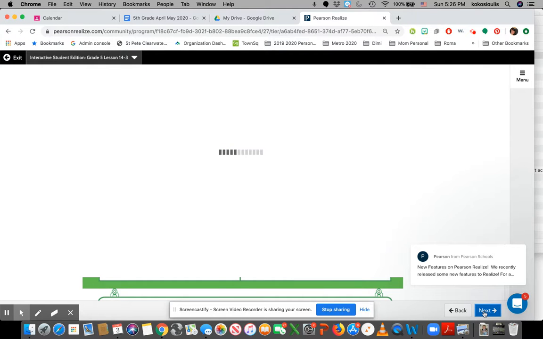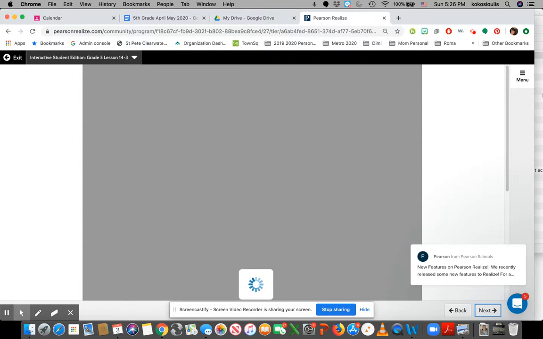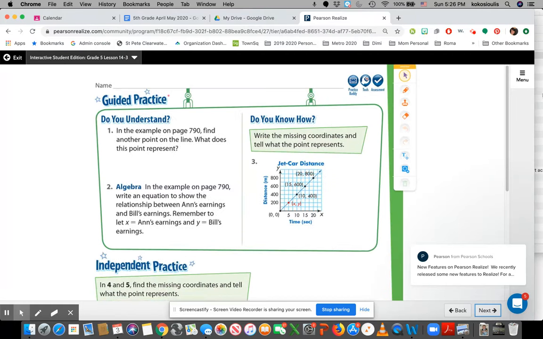Okay, so that's number one on page 799. In the example on page 790, write an equation. Right now, we're not going to do that because we're going to write equations in the next unit. Okay, so let's look at number 3.